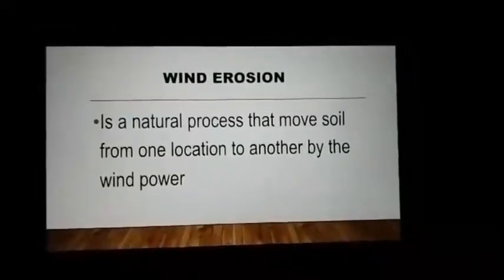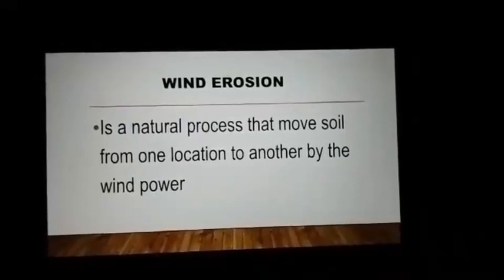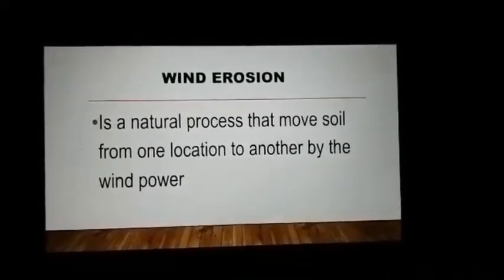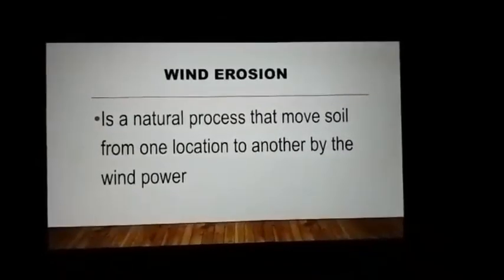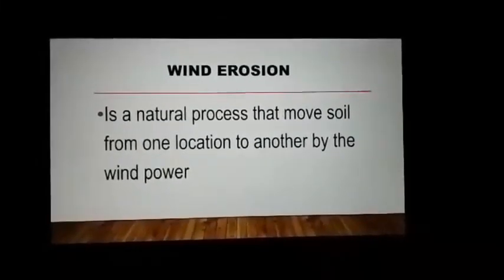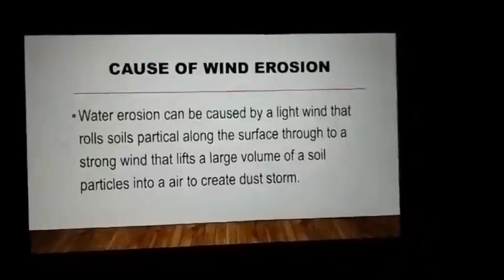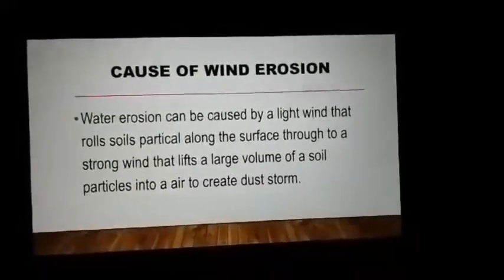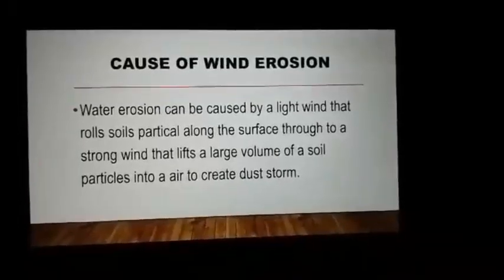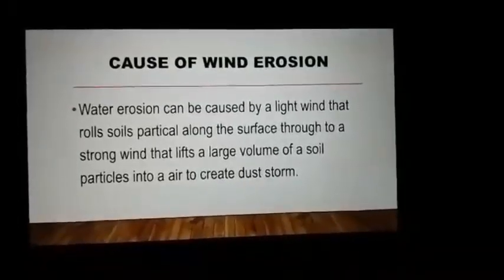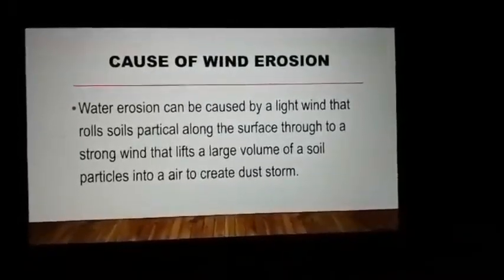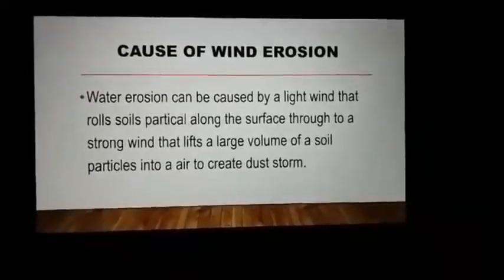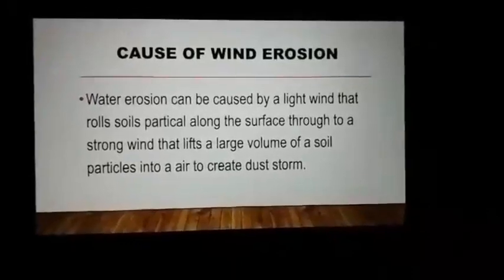And the last type of erosion is wind erosion. Wind erosion is a natural process that moves soil from one location to another by wind power. The causes of wind erosion range from a light wind that rolls soil particles along the surface to a strong wind that lifts a large volume of soil particles into the air to create a dust storm.